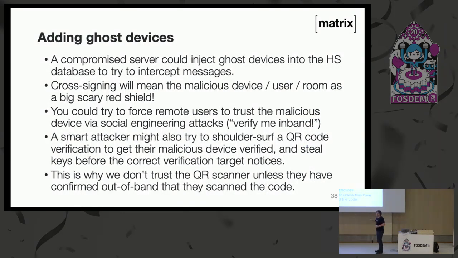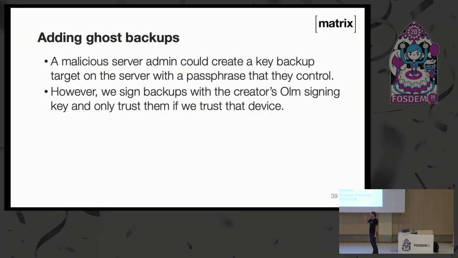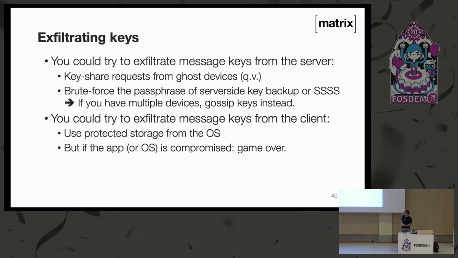So every time in future you scan somebody on QR and it says, did you actually scan the right person? It's really important that you do look at the other person's phone and see whether it's got a big green shield on it before you say, yes, of course I signed the person I thought I was signing. What else? Ghost backups, we sign them with the creator's own signing key and only trust them if we trust that device. So backup trust uses the same trust model that we have elsewhere.